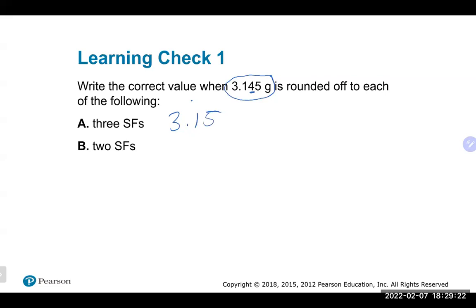Which means we should end up with 3.15. Do I put the 0 at the end? I do not, because then it would obviously have 4 significant figures, and I'll add the units there as grams.